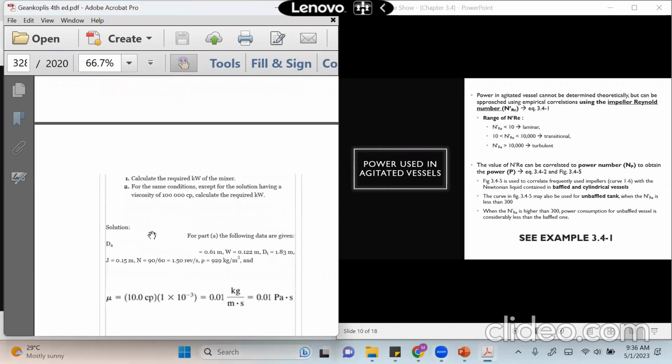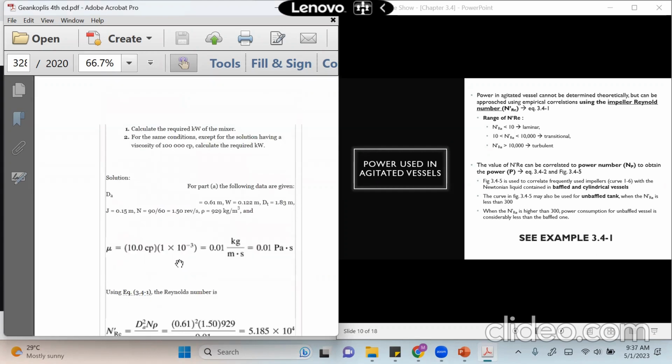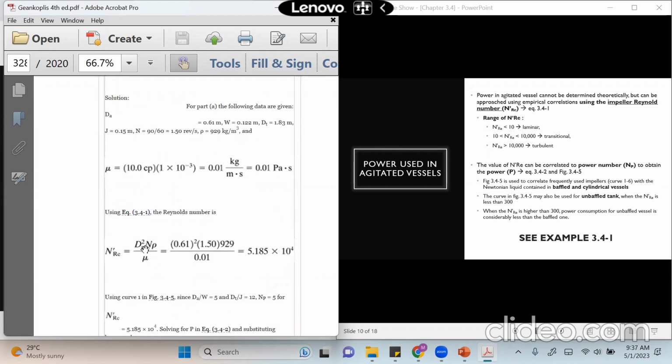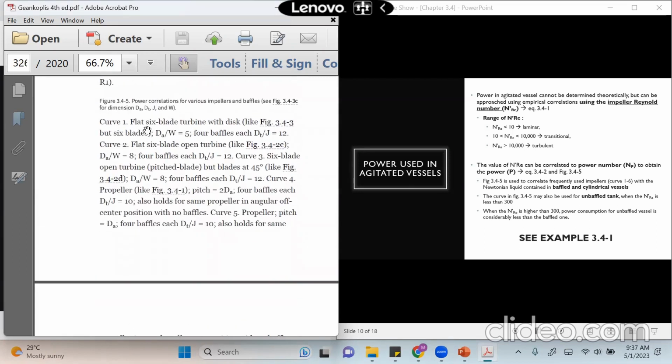Okay, so for part A, the following data: dA 0.61, W 0.122, dT 1.83, J is 0.15, N is 1.5 RPS, density is this, the viscosity is this. We convert it all to SI units. Then we can calculate the Reynolds number, which is 51,850. And then I want to use curve 1. Why? Because it's a flat blade turbine agitator with disc. Flat turbine with 6 blades.